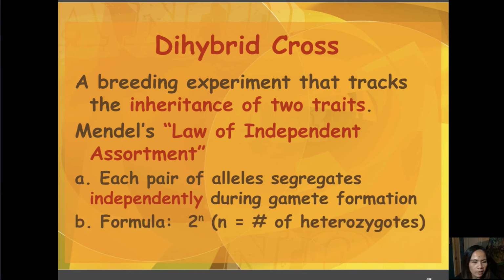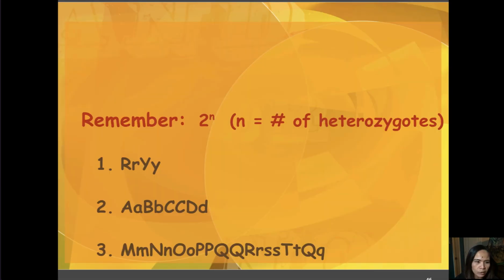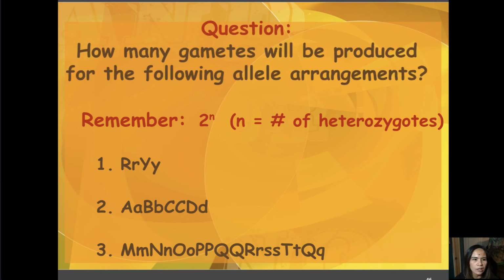And the formula here is 2 raised to the n, wherein n is the number of heterozygotes. So remember, 2^n, where n is the number of heterozygotes. As you can see here, how many gametes will be produced for the following allele arrangements? So let's take a look at these. If I have round and yellow, and then these are just a bunch of letters that show the allele arrangements. In this case, there are 2 different alleles in the first, 4 in the second, and 9 in the third.